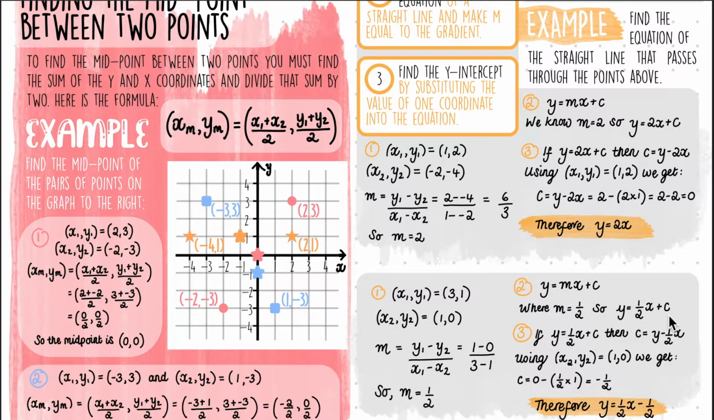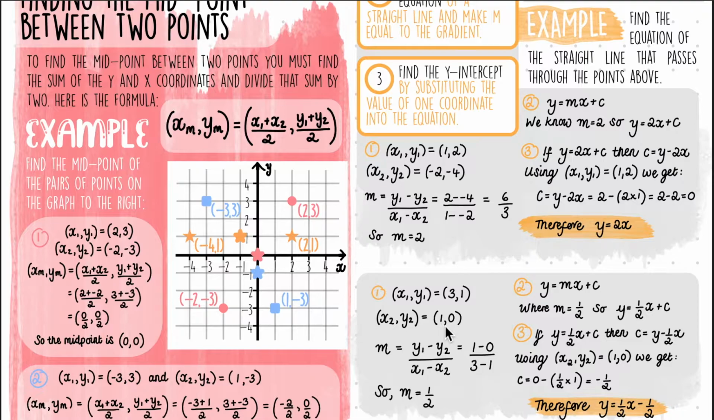To find c, we rearrange this equation and make c the subject. Rearranging gives c is equal to y minus a half x. Then what we do is we pick one of our coordinates and we substitute the value of x and y into this equation to find c. Again, I try and pick the easiest coordinate, which here I think it's this one because we've got a nice 0 and just a 1.